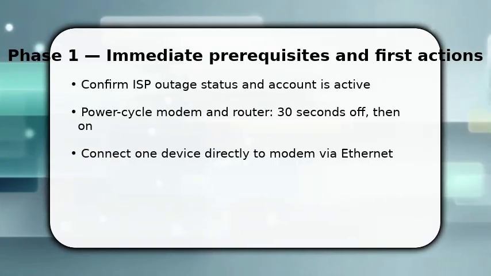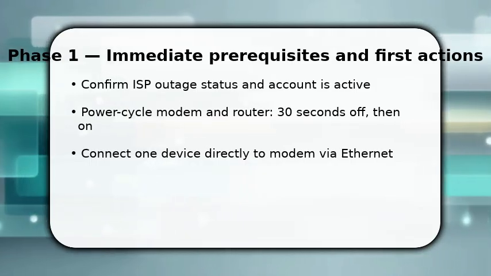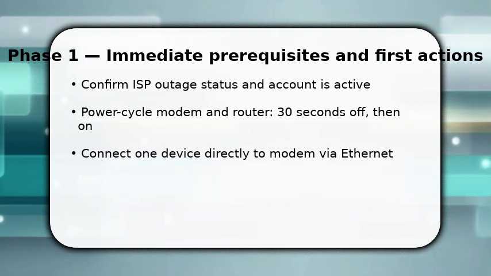While waiting, connect one device directly to the modem with Ethernet to isolate Wi-Fi. This tells you whether the problem is wireless only or the internet feed itself. Once done, you'll know the correct next diagnostic path.